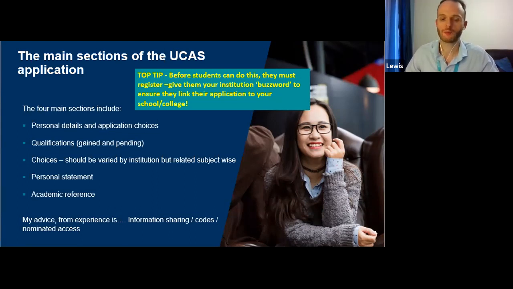So moving on then, the main sections of the application include personal details. I would recommend this part being supervised to ensure it is all accurate and they enter what is required. Then it is qualifications, both gained and pending. So that could be predicted A-level and BTEC results. It could be qualifications such as their GCSEs as well.